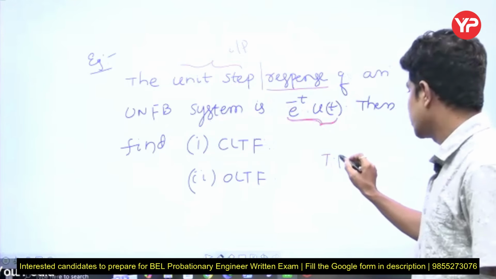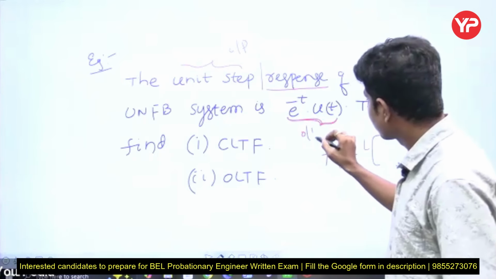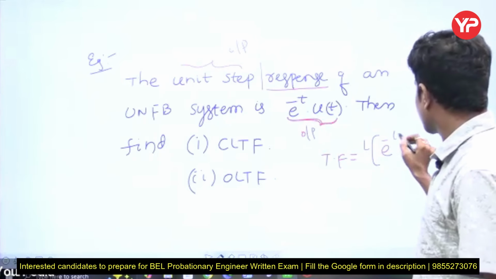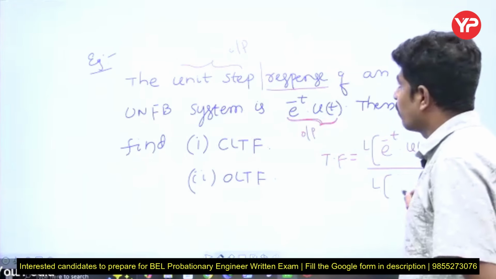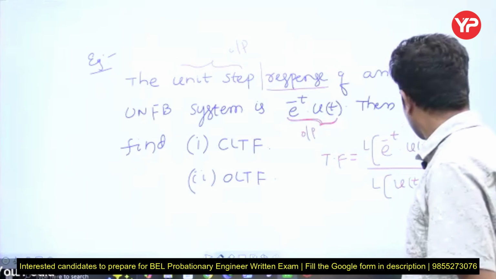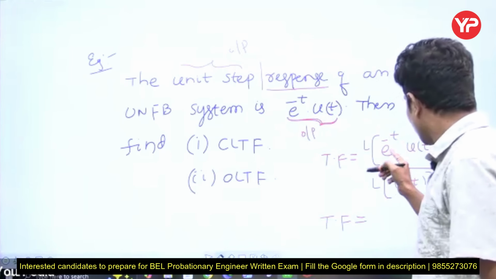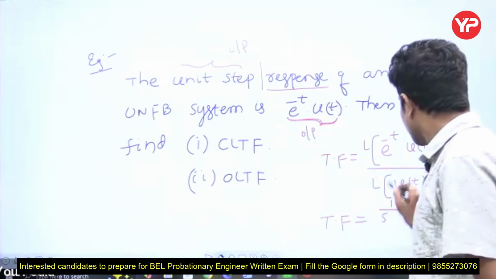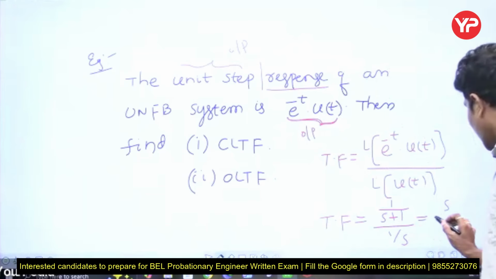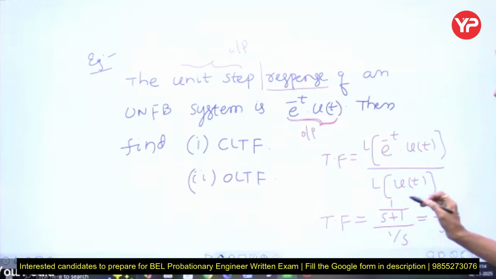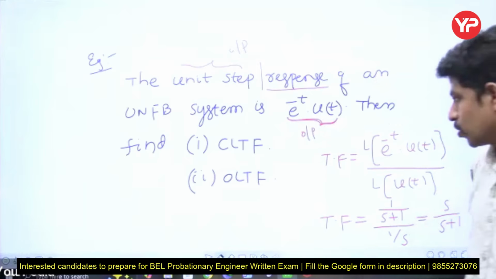Then what is the transfer function? Very simple. Transfer function is the Laplace transform of output, yes, this is the output, e power minus t into u of t, by the Laplace transform of input. What is that? U of t. So transfer function is equal to, what is e power minus t into u of t? 1 by s plus 1. U of t means 1 by s. You get what? s by s plus 1.